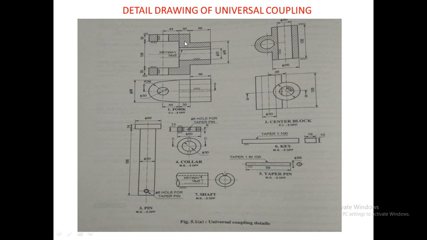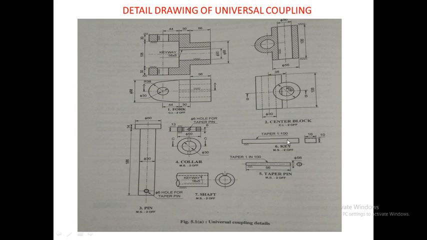You can see the fork is having a slot. Here also a slot is present. This is nothing but the key slot. So when we insert this shaft inside this fork, this slot will match with the slot of the vertical fork or the horizontal fork. And finally we will insert this taper key inside the fork so that it gets locked with the shaft.